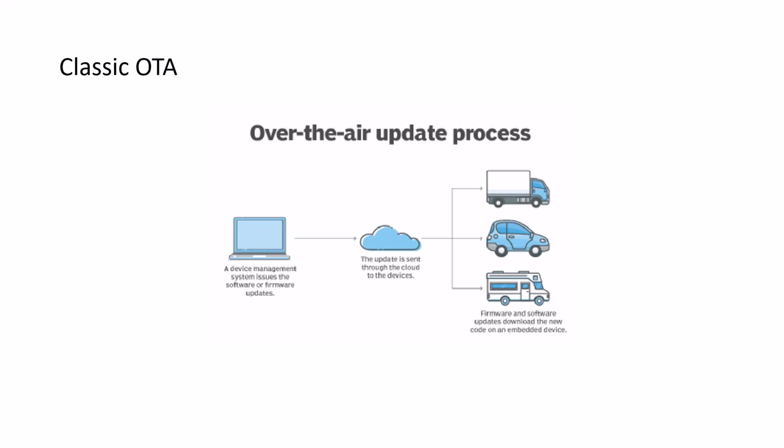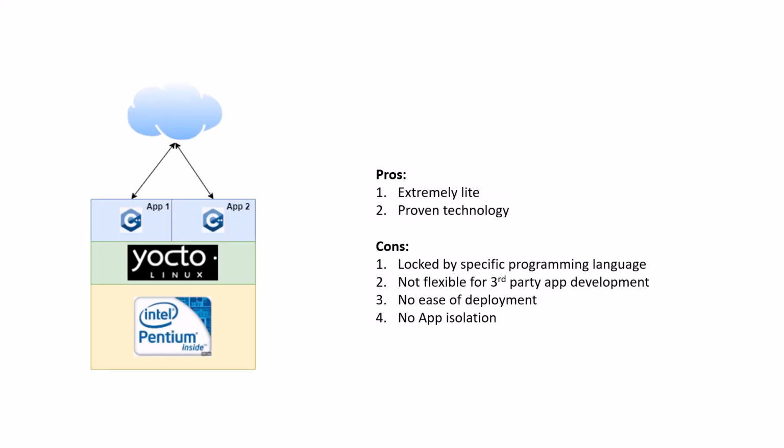Basically, it will pull just the app, or part of the app, or a delta change of the app, which will be pulled in, and it will be updated. The firmware will be updated. There are some issues with the classic OTA, and the issues are as follows. Say you have an app which is C++. Your runtime which you are using is C++. Obviously, your app should also be C++.